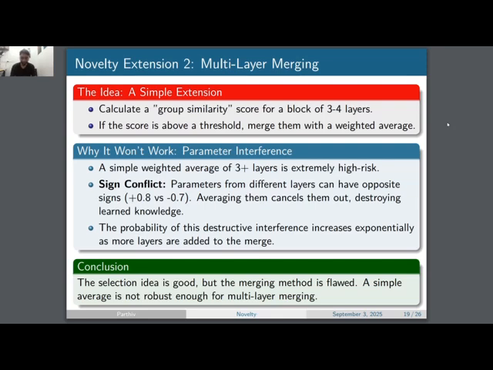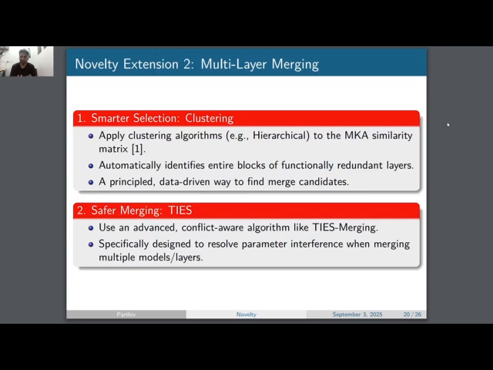So we have a proposal. We can use hierarchical clustering. As Aryan Solanki described, we have similarity for each of the layers. We will apply hierarchical clustering on each of the layers and we will get which layers are similar. And the layers which are similar, we will merge them via TIES.